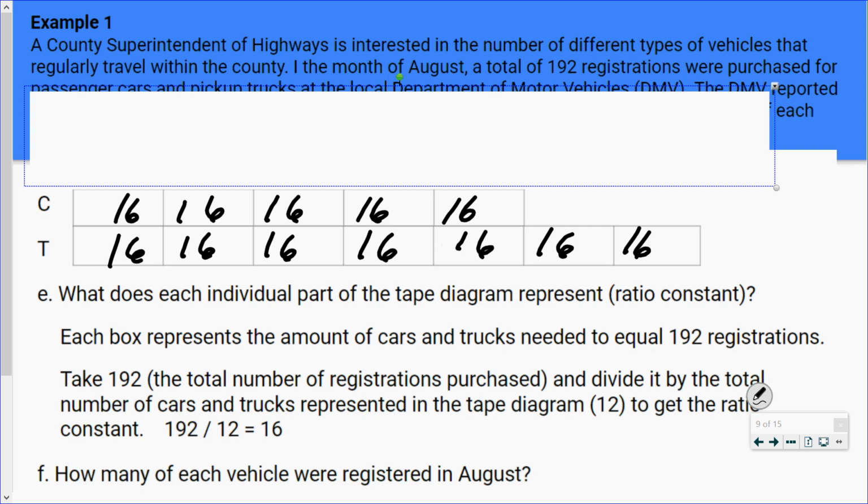So somebody add those up and give me the numbers. Raise your hand when you have the answer. You guys don't have to write all this out. You can just put 192 divided by 12 equals 16. Speed things up.